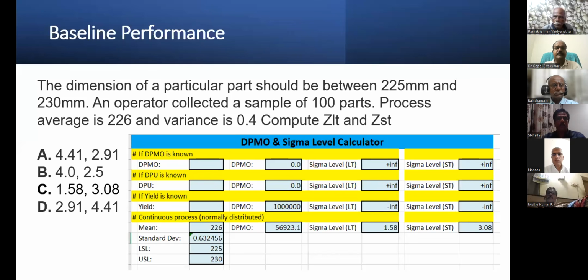Okay, the same problem. I think now you are able to see the answer. 1.58 and 3.08 are the answers, right? Why did two people enter the waiting room? Admit all. And remove the waiting room. Okay. Done.